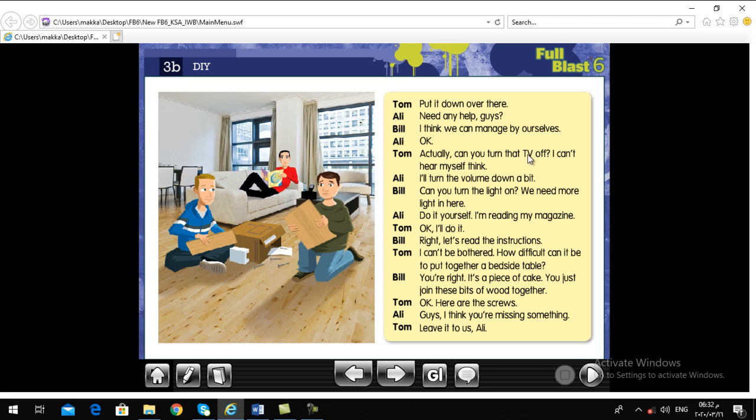Separable means you can put the object between the verb and the particle. Oh, that TV, I put it, and we are going to explain this later on. Did Ali turn it off? Did he? No, he just turned the volume down. You see? What do you think the volume is?